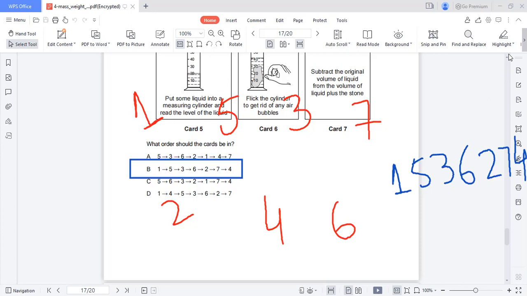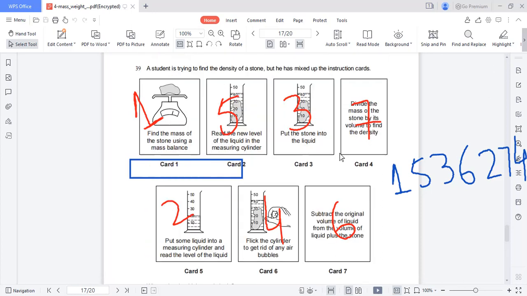First of all, we will measure the mass of the object, the mass of the stone or whatever. Then we will measure the volume of the liquid. Now we will put this mass into the liquid, which is a situation like this, and then we will flick it so that if there are some air bubbles, those can go outside. Then we will measure the new volume.